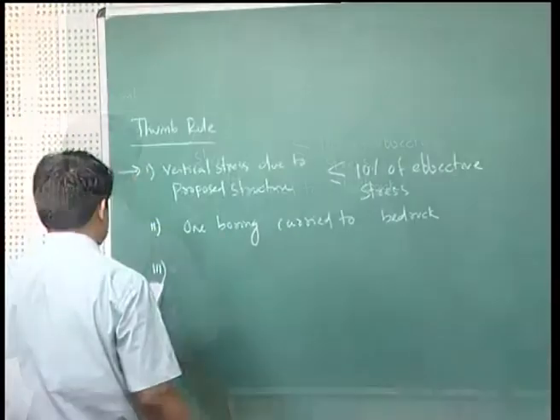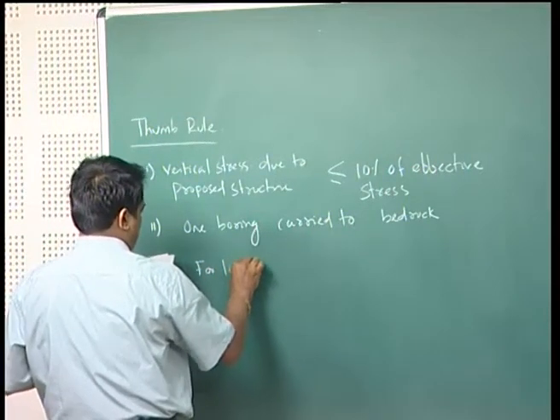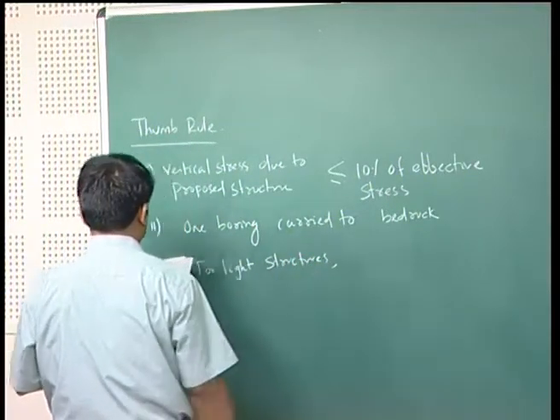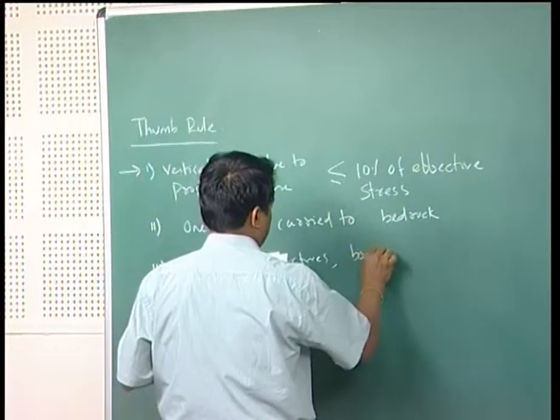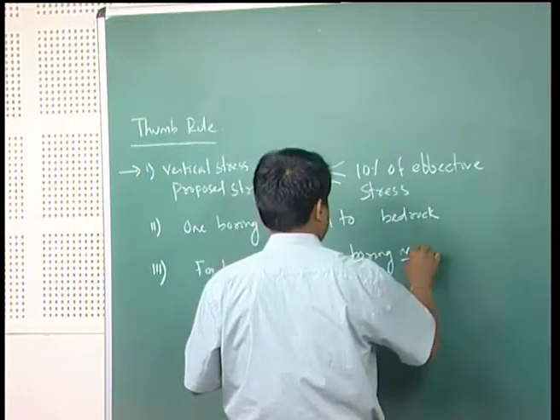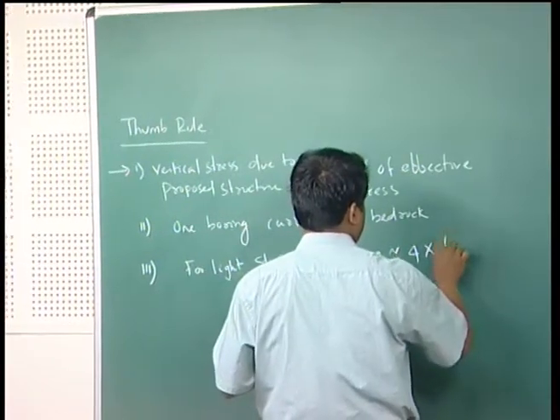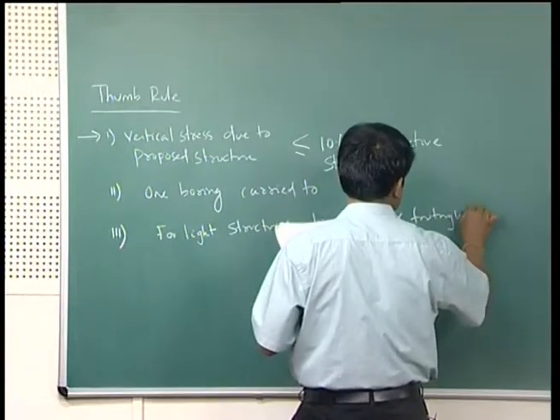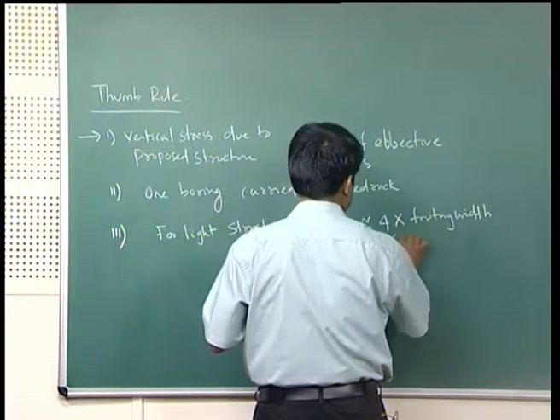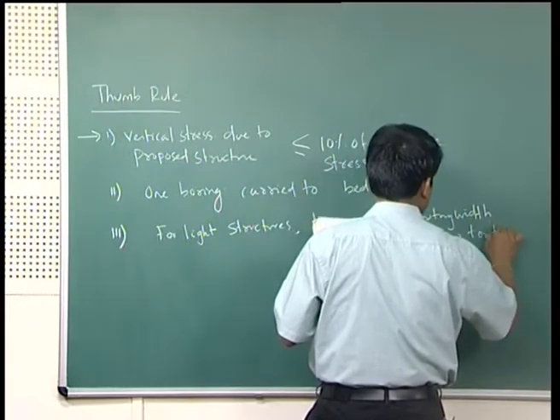Then for light structures, boring should be extended 4 times the footing width, not less than 6 meter below footing.